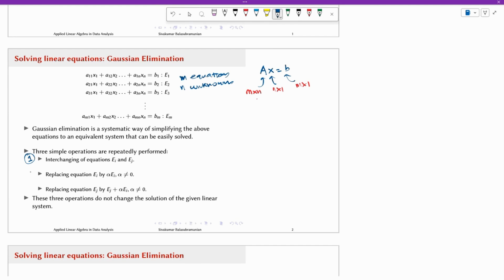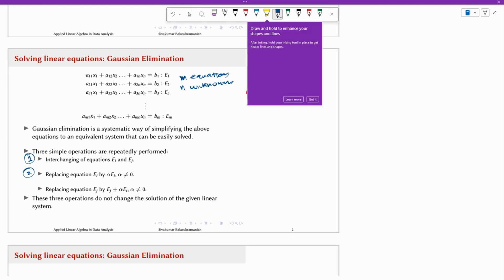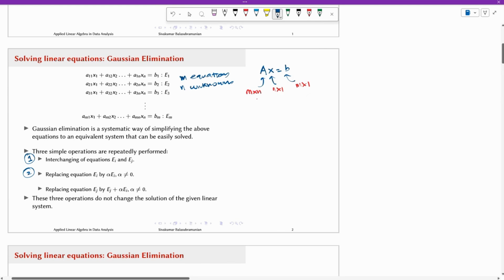The second one, maybe this is not entirely obvious, is if you take an equation and multiply that entire equation by alpha, the solution does not change, which makes sense again, right? And the third one, maybe this is a bit not clear. If you take equation J and add a scaled version of another equation to it, where alpha is not 0, that is another operation that is allowed, and this also does not change your solution.